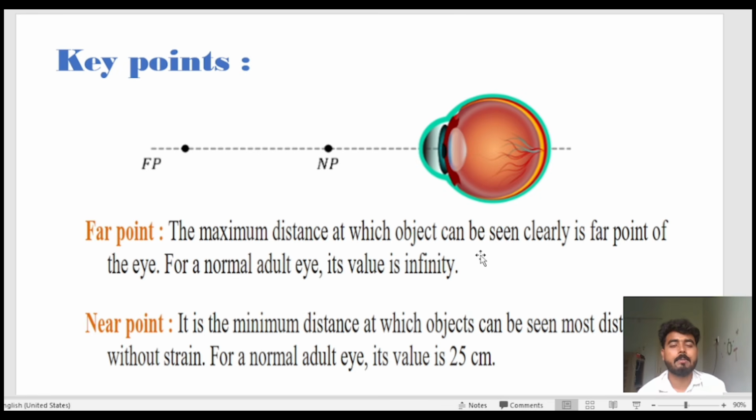Okay, the next one, near point. What is the value of near point? Same. The distance between the eye and the object is within 25 centimeters.